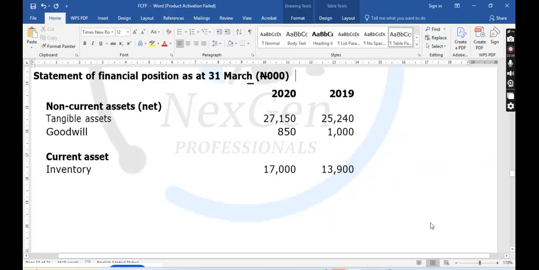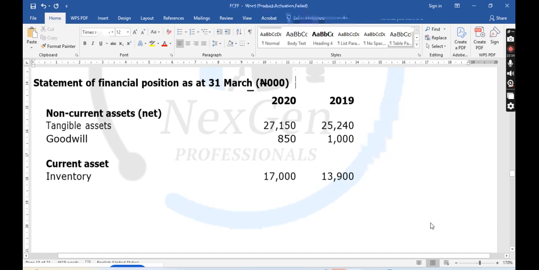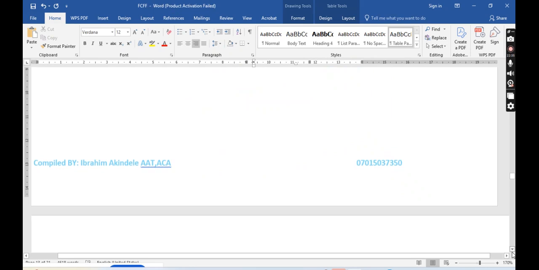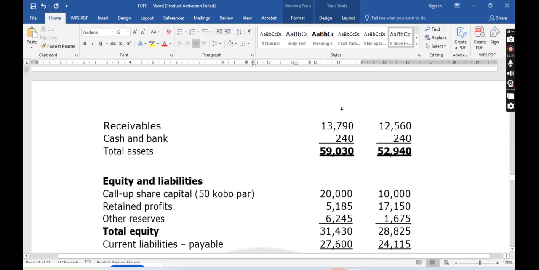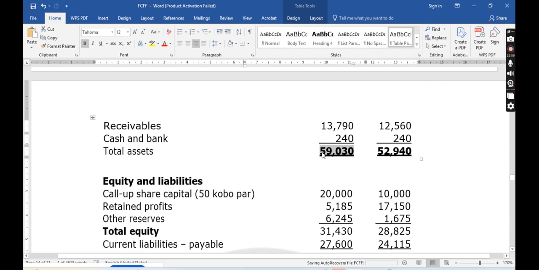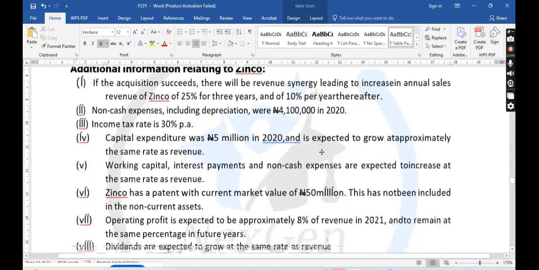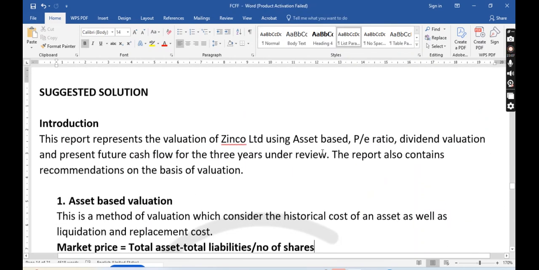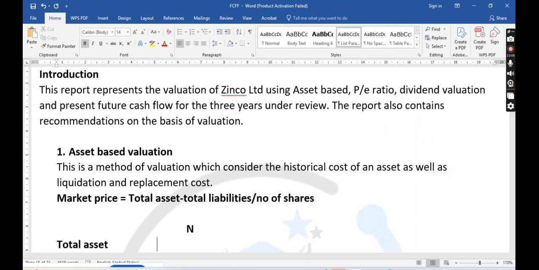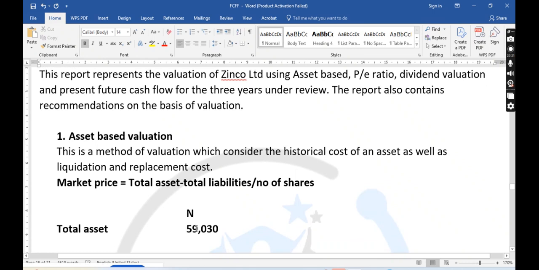Okay. So let me scroll down in case we have any other assets. Okay, we have receivable. So the total is 59,030 for 2020, right? So we can come down and say the total assets, I guess is a million. I'll confirm that. So that is for the total asset, right?